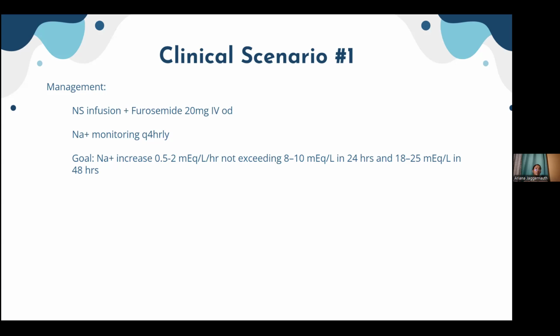So how do we manage these patients? Like I said before, normal saline infusion with furosemide 20 milligrams IV OD, monitoring of sodium every 4 hours, with the goal of increasing sodium at a rate of 0.5 to 2 milliequivalents per liter per hour, not exceeding 8 to 10 milliequivalents per liter in 24 hours. Now, I don't know if you're able to remember, this would be consistent with the intermediate treatment protocol. That's because this patient has not exhibited severe signs of hyponatremia, so you wouldn't proceed to aggressive sodium replacement in these cases.